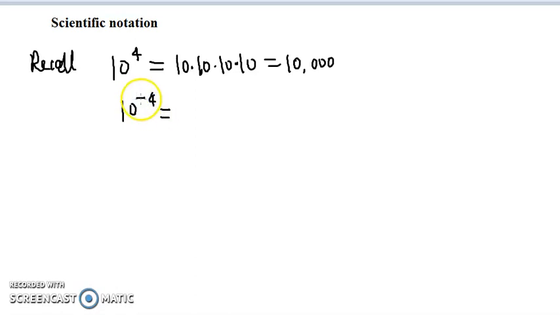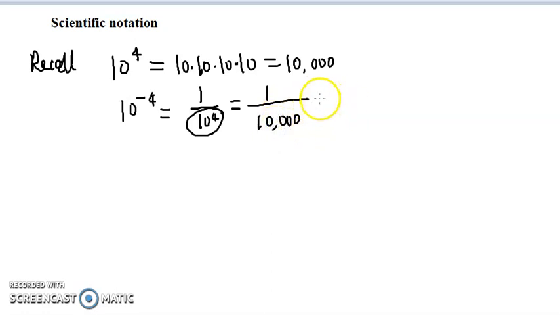A negative exponent means reciprocal. So that means first we're going to do 10 to the fourth, and then flip it. So we get 1 over 10 to the fourth. And we work out the bottom, 10 to the fourth. If it's positive, it means 4 copies of 10. So on the bottom, we're going to have 10,000. So it's 1 over 10,000.